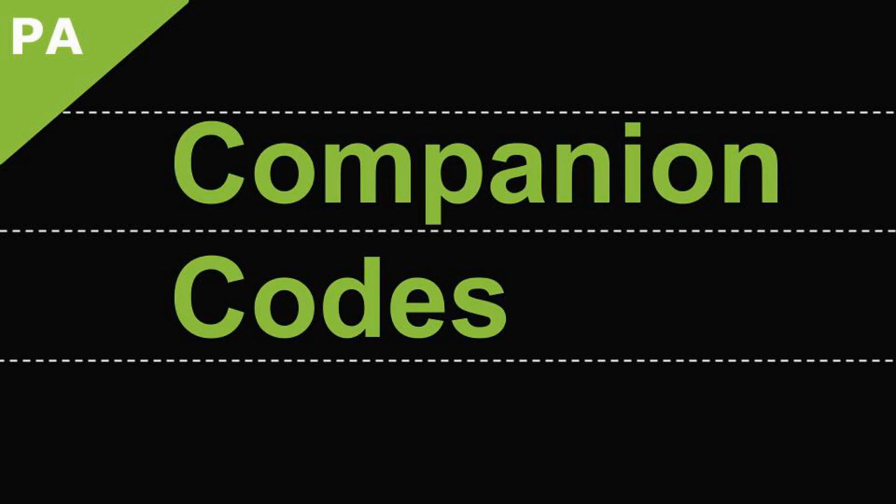Companion codes. In addition to building codes, there are companion codes that govern other aspects of construction. The ICC, for example, publishes the IRC, or the International Residential Code, the IFC, the International Fire Code, the IMC, the International Mechanical Code, the IPC, the International Plumbing Code, and the IZC, or the International Zoning Code.